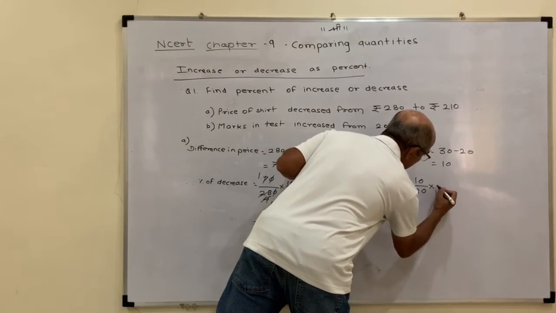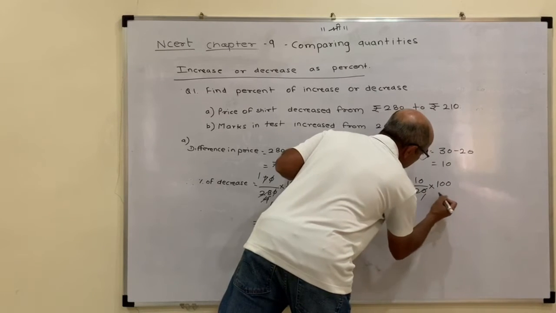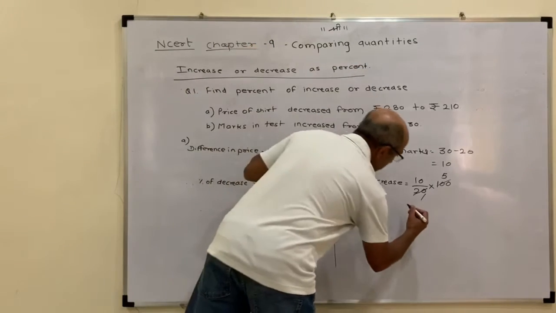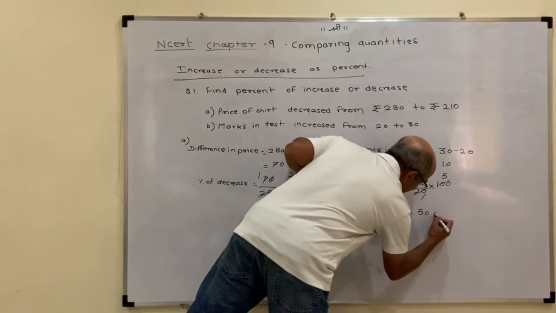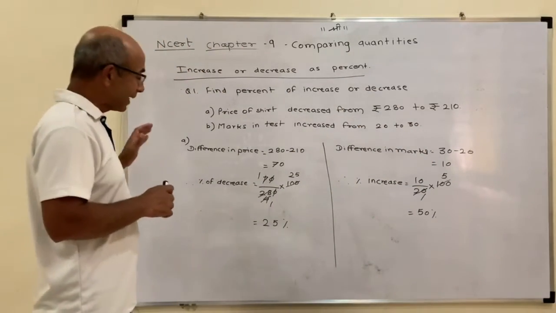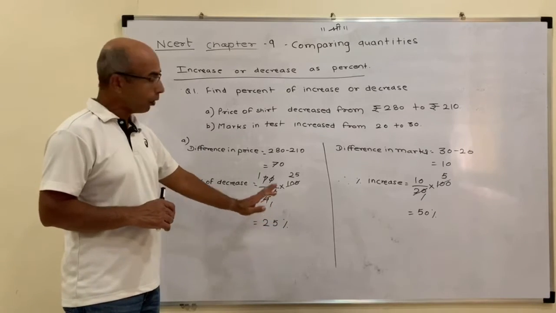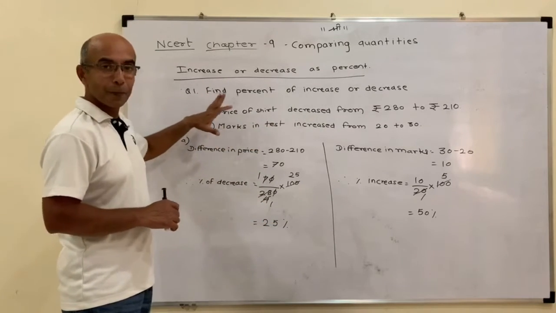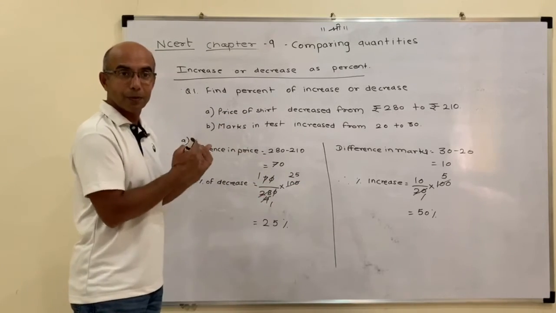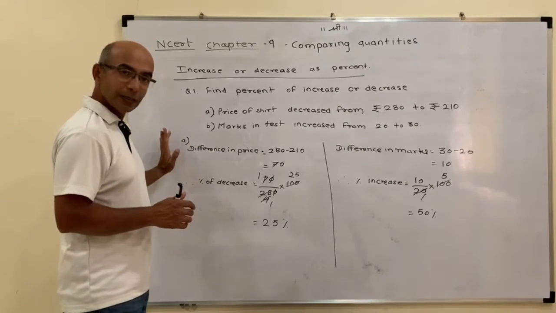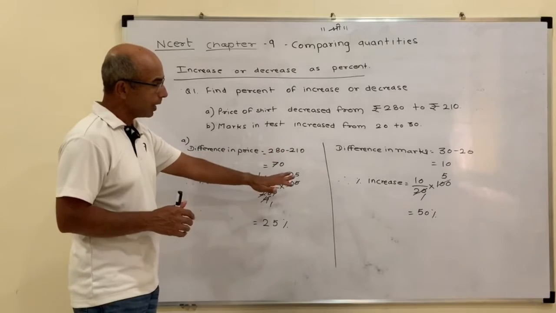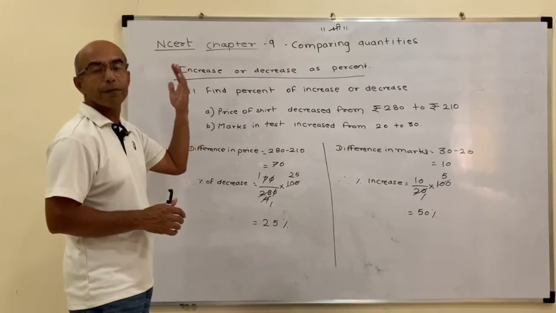So 20 into 100, 5 twos are 10, 5 fours are 20, 5 fives are 100. So it comes out to be 50% increment in the marks and 25% decrement in the price of the shirt. What an ideal situation this is, isn't it? The price of the cloth is going down and the marks are coming up. So the difference in price decreased by 25%, and the difference in marks increased by 50%.